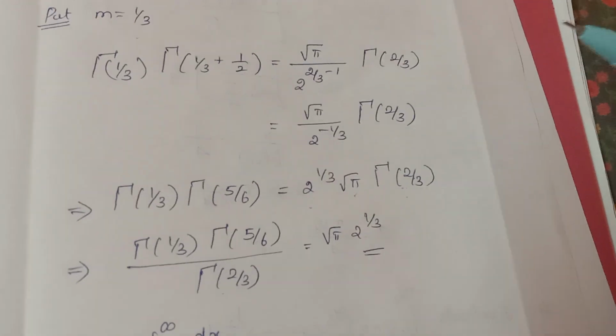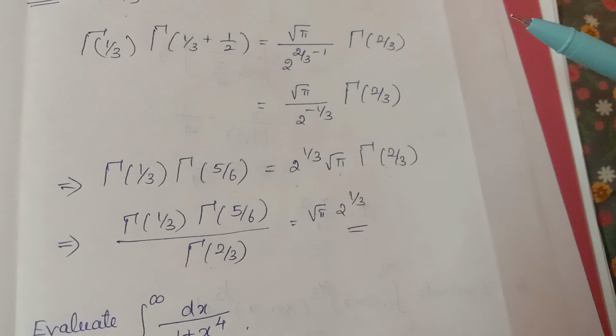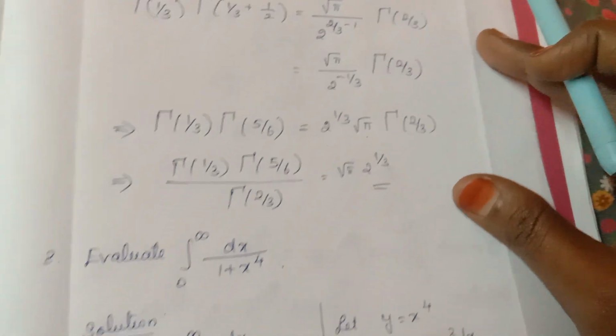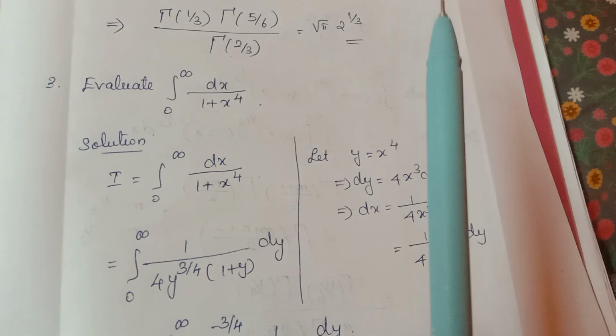So the only thing is you have to be thorough with all the 12 properties I have stated. Be thorough with them. For doing problems you can apply any one of the properties to derive the result. Okay, next problem. Evaluate the integral from 0 to infinity dx by 1 plus x power 4.